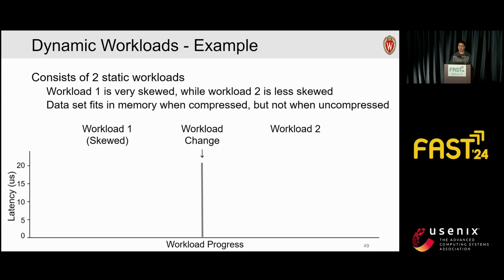The example contains two static workloads, and the workload change takes place in the middle. The first workload is very skewed, while workload 2 is not. Both datasets fit in memory when compressed, but not when uncompressed. In the graph below, the x-axis is the progress of the workload, and the y-axis is the latency per operation, where lower is better.